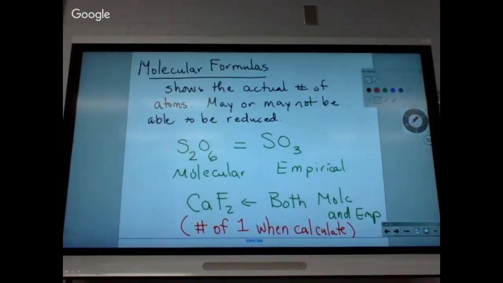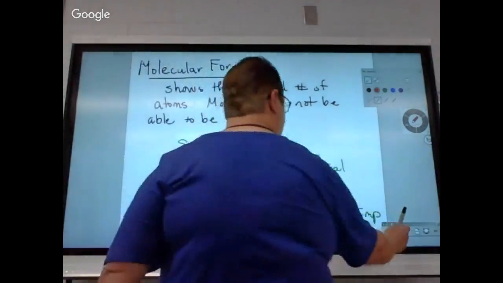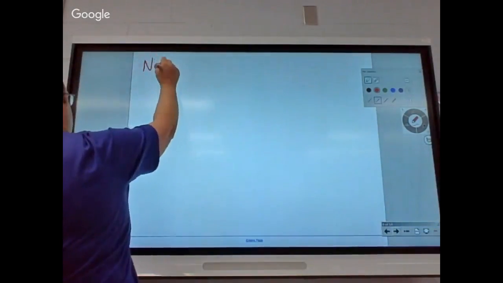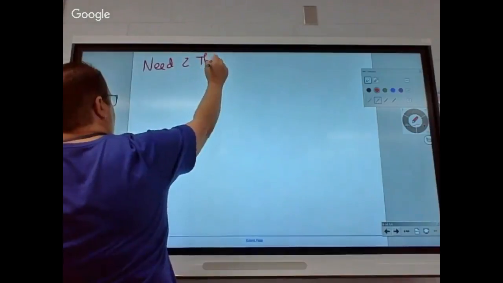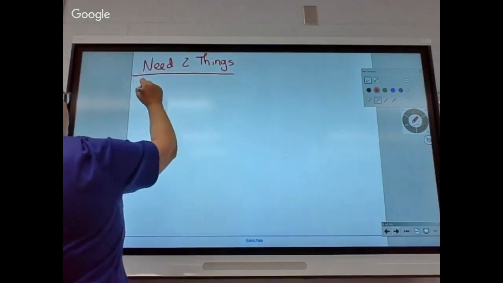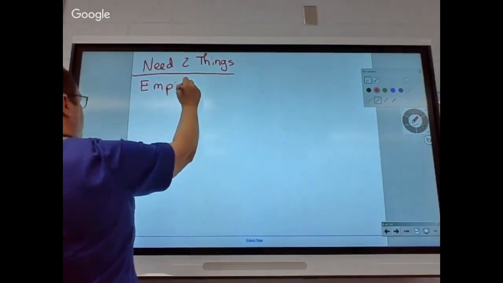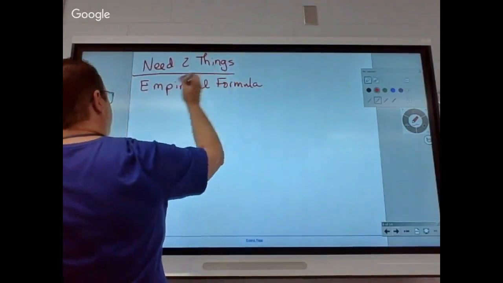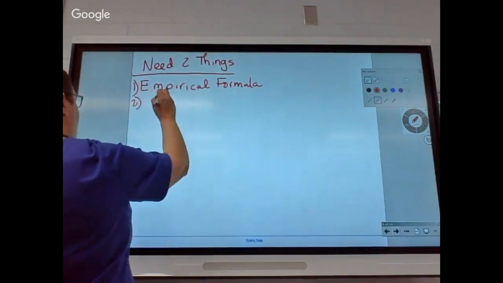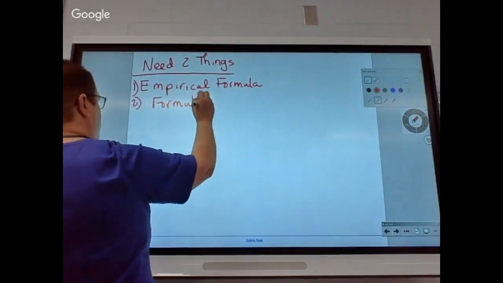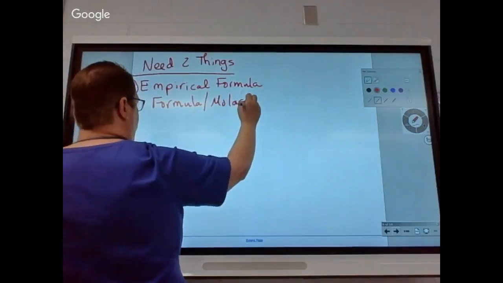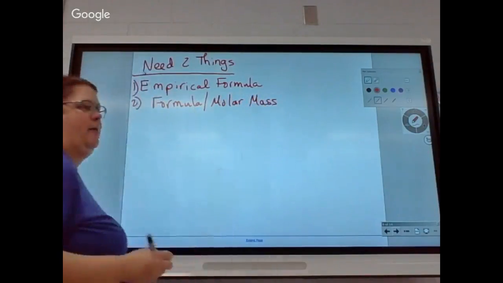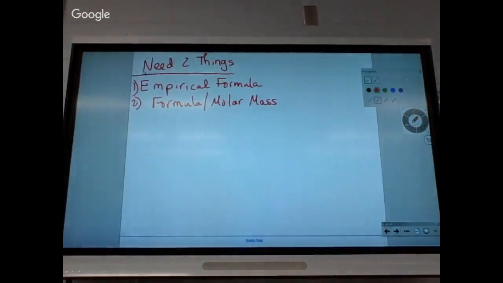All right. Is everybody caught up? So how are we going to do this? All right. First of all, we need 2 things. We have to have an empirical formula and we have to have a formula or molar mass. And remember, it has more than that for a name. You can call it a gram formula mass or a molecular mass, but I'm not writing down all those different names we gave it. Okay?